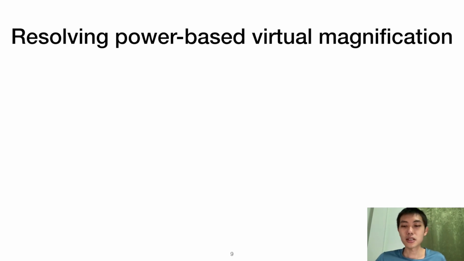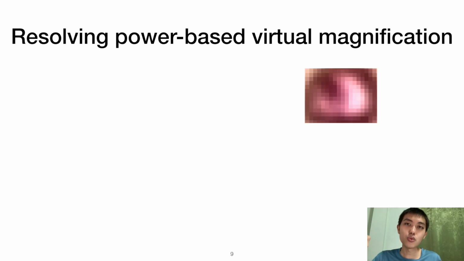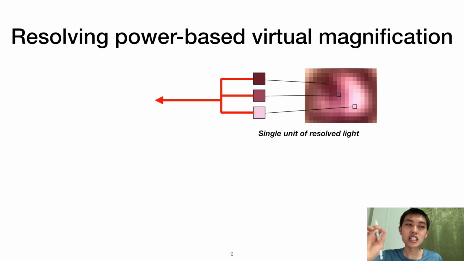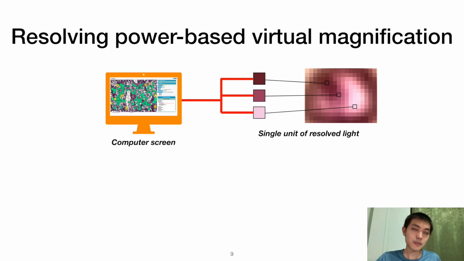So here are some unique features. First, I would like to talk about resolving power-based virtual magnification. Why do we need virtual magnification? Because some pathology guidelines require pathologists to rely on optical magnification to make the diagnosis. So in this method, we think of a single resolvable unit of light. Right here, we take each pixel and present it on the screen. When we present it on the screen, we can trace back to where each pixel came from.